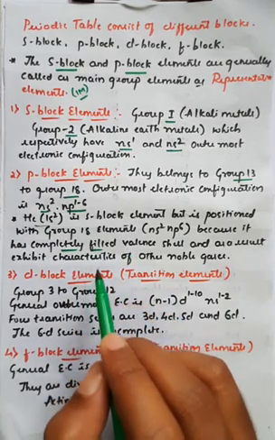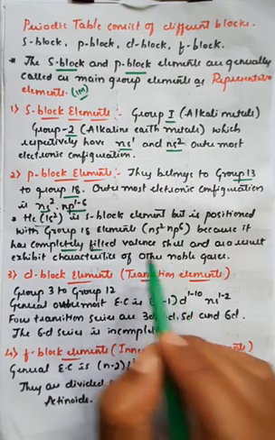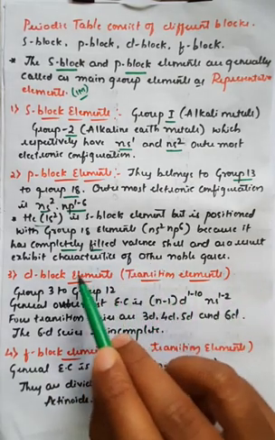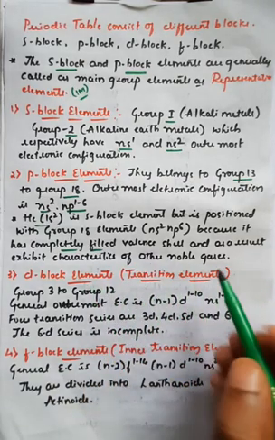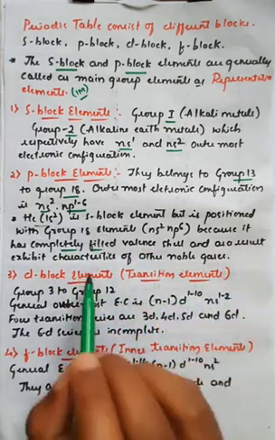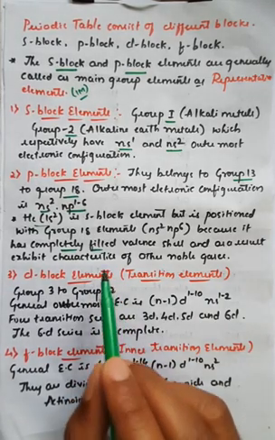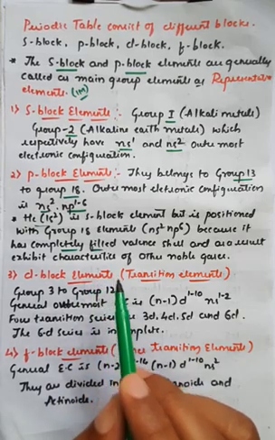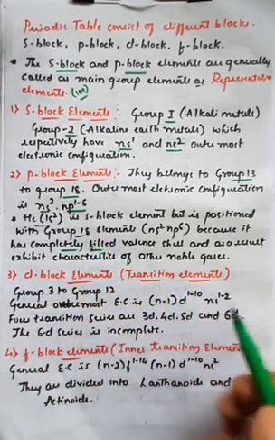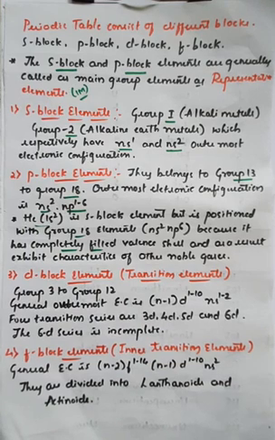It has completely filled orbitals, which means a completely filled electronic configuration. Due to the completely filled valence shell, it exhibits the characteristics of the noble gases. The same character is shown by the element helium, so it is grouped under group 18, or under the noble gases, right? So this one is an exceptional case. Other than this, all the p block elements have the electronic configuration ns2 to np6.